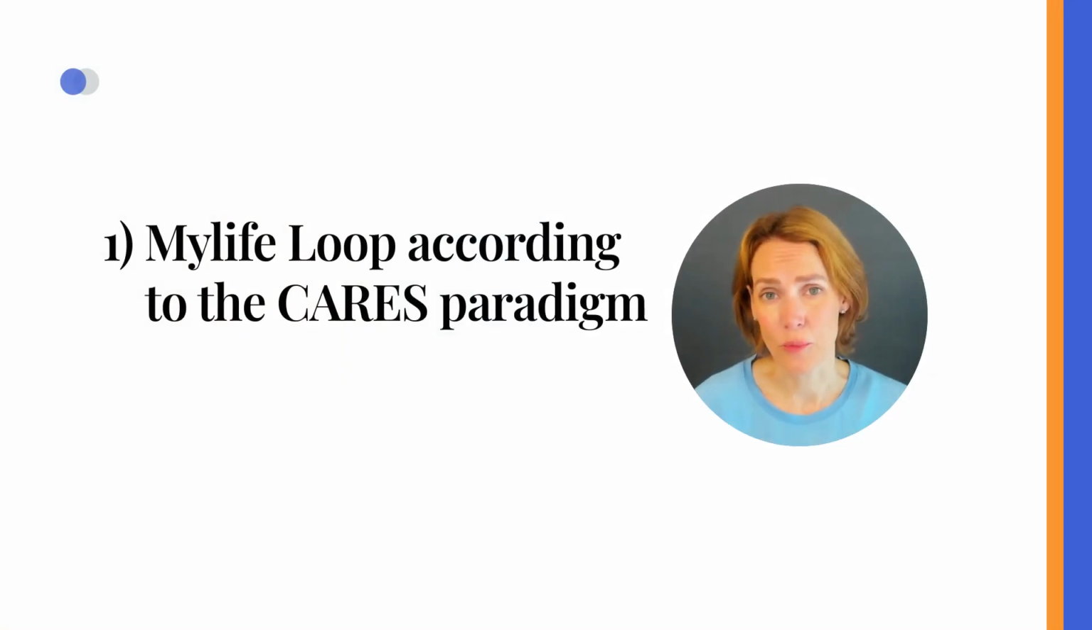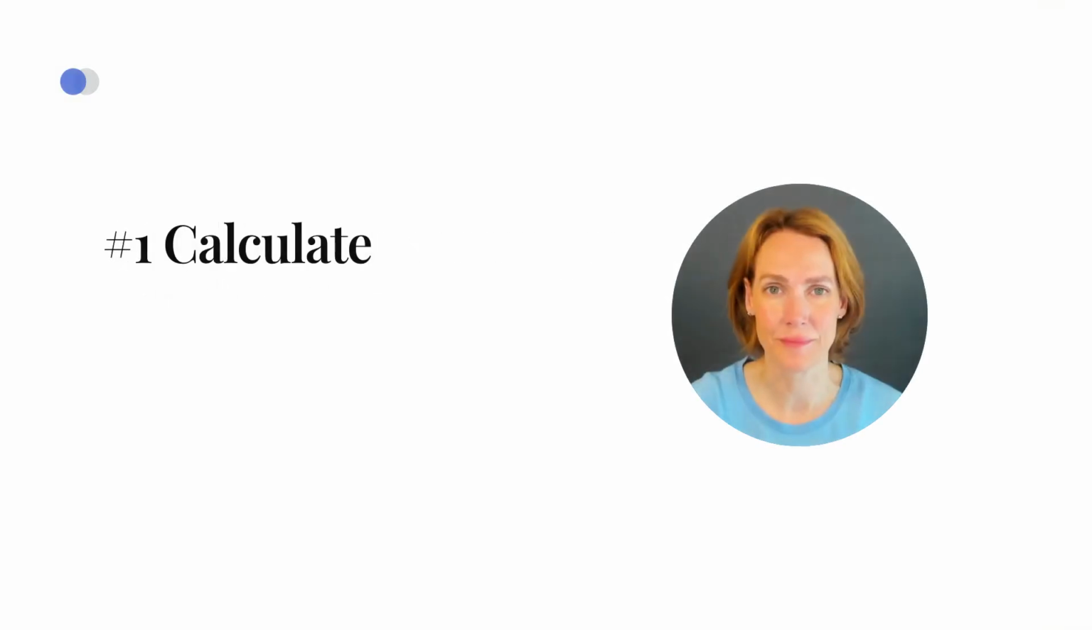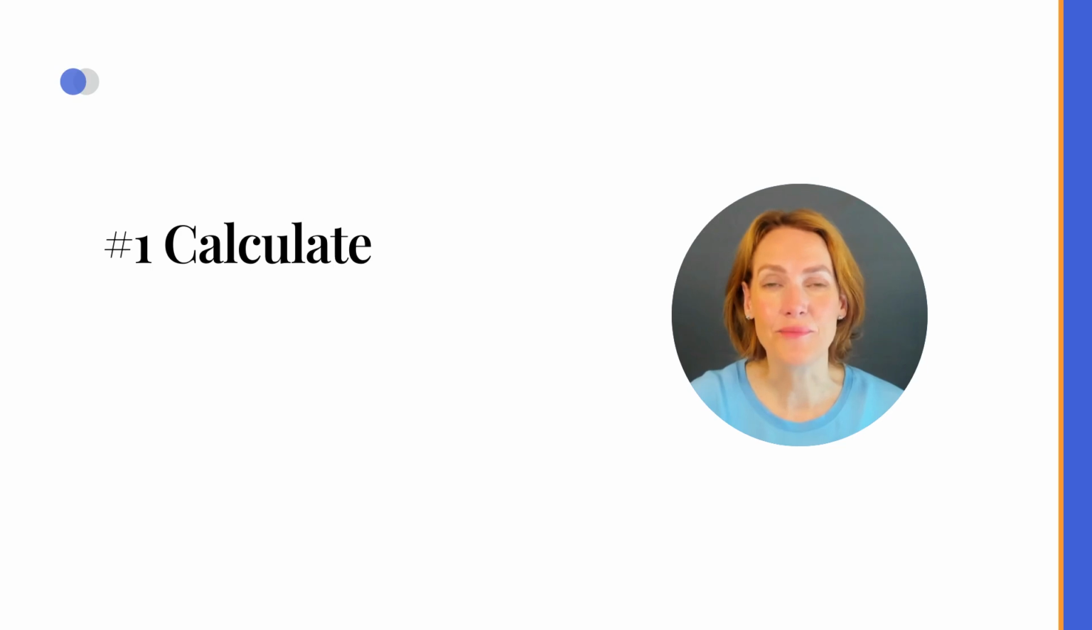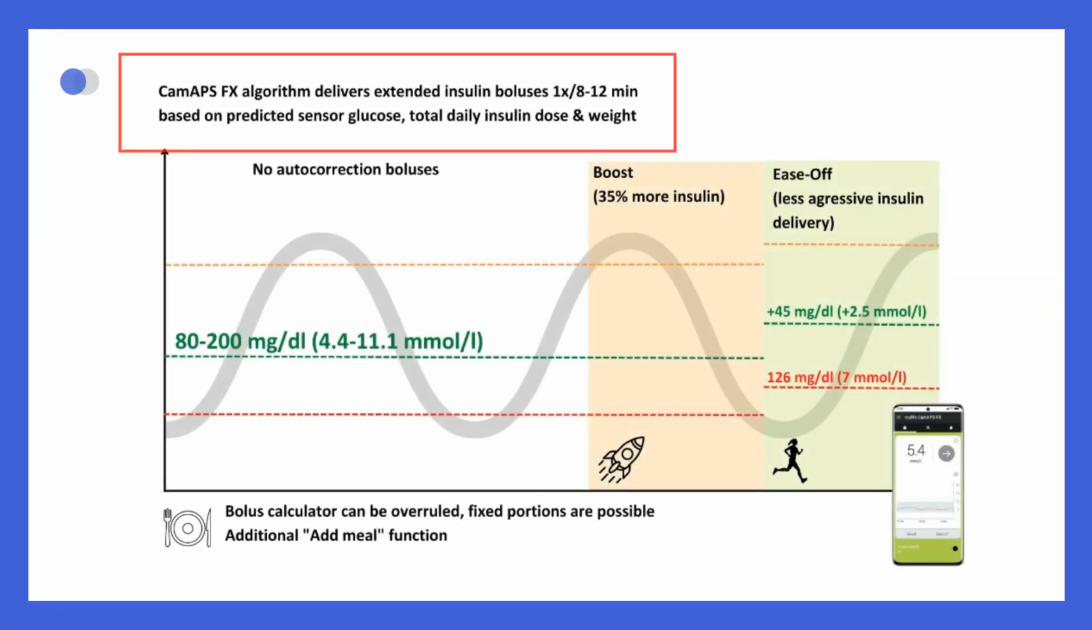1. Mylife Loop according to the CARES paradigm. 1. Calculate. Mylife Loop operates by providing extended insulin boluses every 8 to 12 minutes based on the predicted glucose levels for the next 2.5 to 4 hours, along with the user's total daily insulin dose and weight.